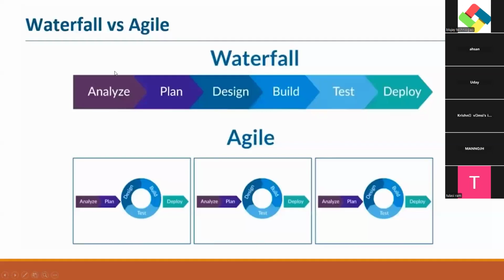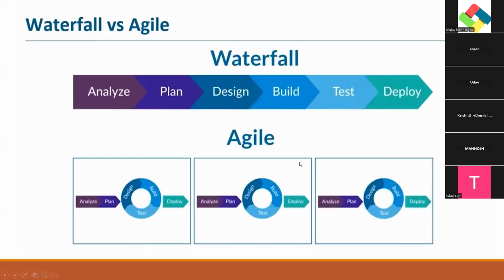Initially, which model were they using for the integration and deployment? Initially they were using the waterfall methodology. In this waterfall methodology, they use analyze, plan or design, build, test, and deploy. This is a sequential manner, and it will take a minimum of 6 months to produce a software, to produce a feature.